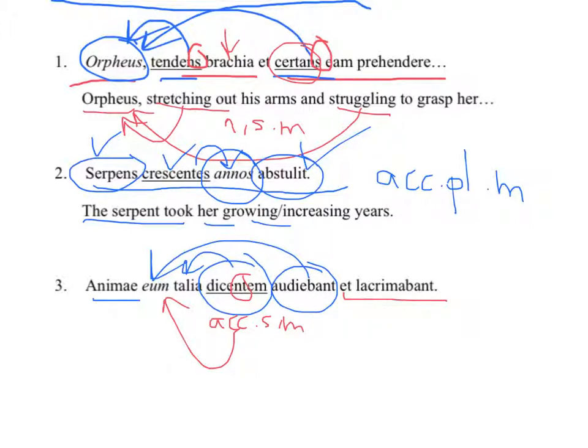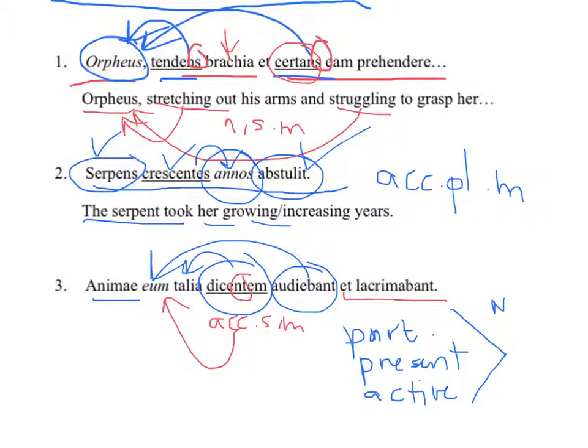Participle, present, active. All three of these examples were the participle, that's the mood, present, active. And then, even though that looks like a verb identification, you have to remember that a participle is actually an adjective, and so it declines in the nominative, genitive, dative, accusative, and ablative singular, and the nominative, genitive, dative, accusative, and ablative plural.